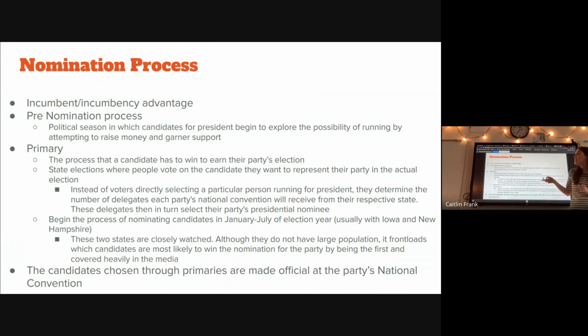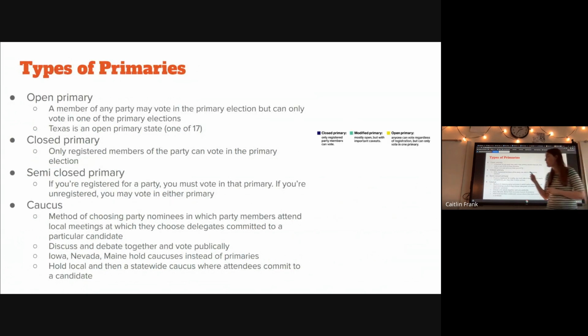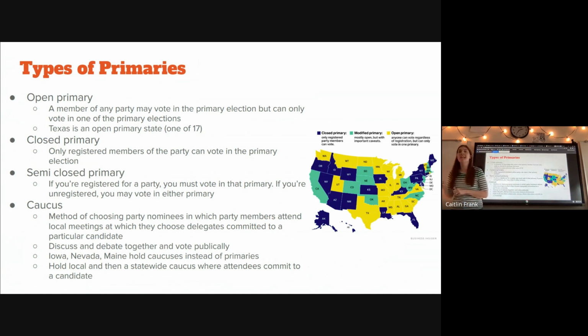Now, in terms of types of primaries. We have open primaries, which Texas is an open primary state. So you can vote in either the Republican or the Democratic primary.